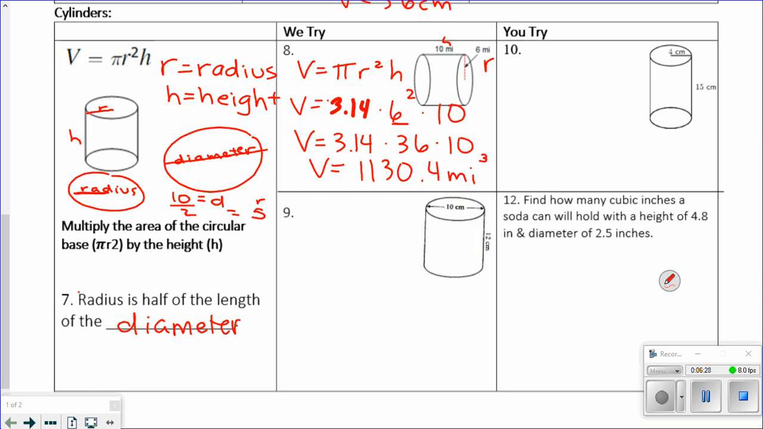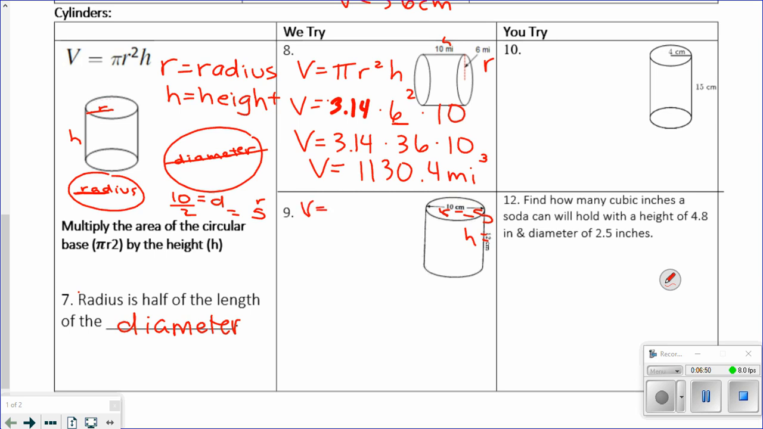All right, number 9, the last one that we will do together for volume of a cylinder. Now, if you look very closely, that is the diameter. 10 is the diameter, it's all the way across. So we need to cut it in half. If we took half of that, the radius would be 5. So we're using 5, not 10. Okay, and then my height is 12.